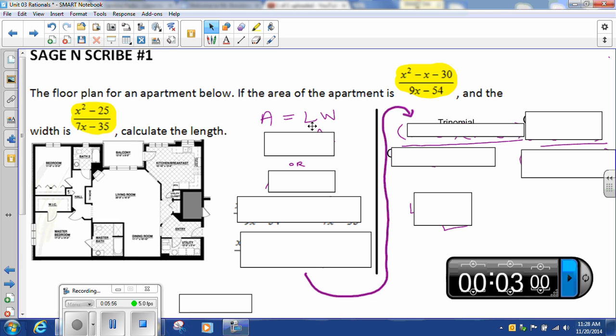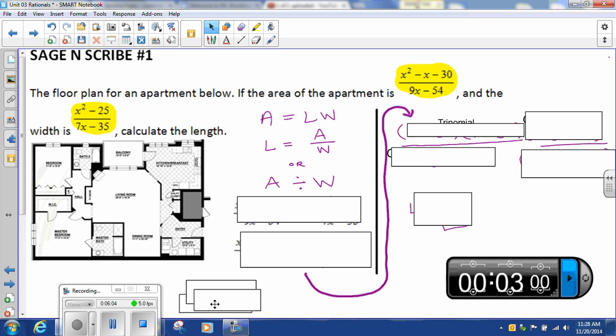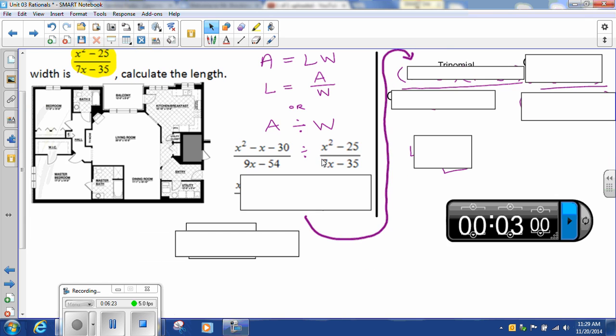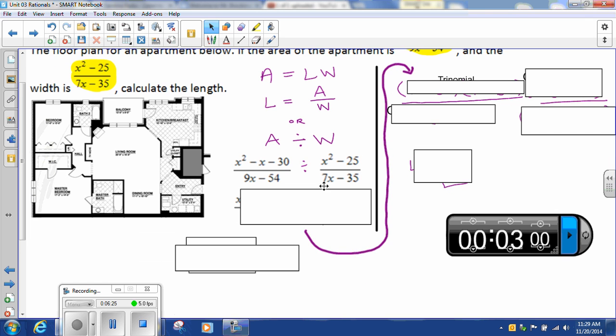So how do we get the L by itself? We divide both sides by width. In other words, length is area divided by width. Or we can represent this as area divided by W. So A divided by W. In other words, we have to divide this term by this term. Okay? So basically it's a division problem which we are working on today.